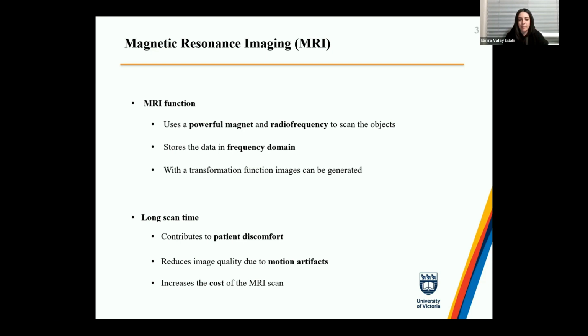MRI, which is the long scan time. The long scan time leads to patient discomfort, and then reduces image quality due to motion artifacts, because it's so hard for patients to stay for a long time during MRI, and then for sure increases the cost of the MRI scan.